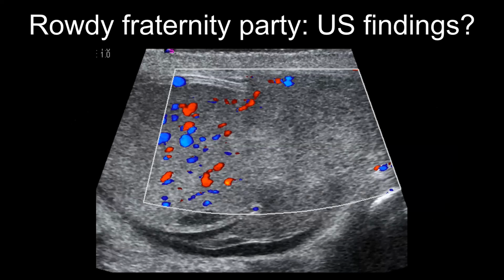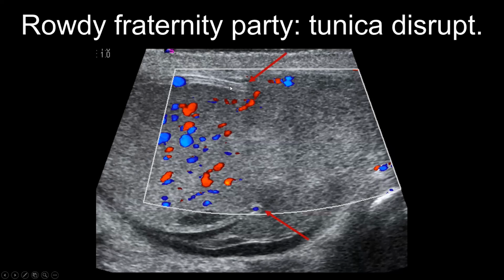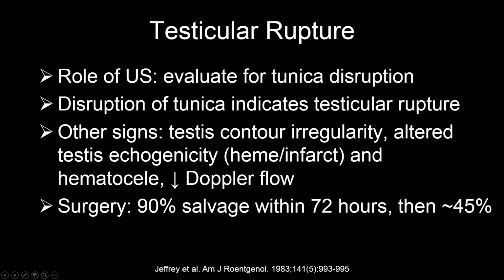So this patient, rowdy fraternity party, and a couple hours later, he woke up and had a discolored, enlarged, painful scrotum. So what are our ultrasound findings? Well, we're looking at a testicle that has flow in it, but there's some other findings. If we follow the tunica, we see that it stops abruptly right here where it's disrupted. Here's the tunica, stops abruptly. And through this huge defect through the tunica are extruded seminiferous tubules, which do not have any vascular flow in them. So this is testicular rupture.